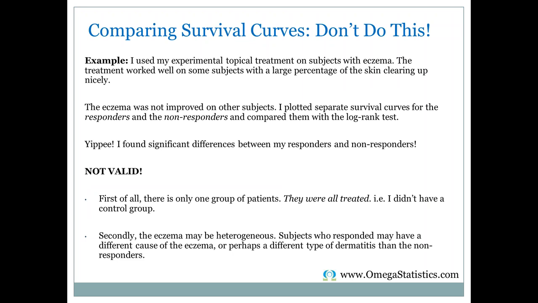All right, I said I was going to tell you about some things not to do. There are 2 big things not to do. Here's the first one: don't do this. Here's an example. I used my experimental topical treatment, a nice topical cream, on subjects that had eczema. The treatment worked really well on some subjects, and a large percentage of the skin cleared up really nicely, but it wasn't improved on some of the other subjects. Everybody got the cream. Some people really responded well. Somebody did not, or other ones did not, right? So I plotted 2 survival curves.